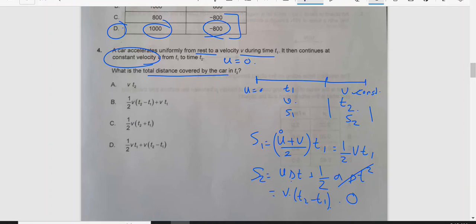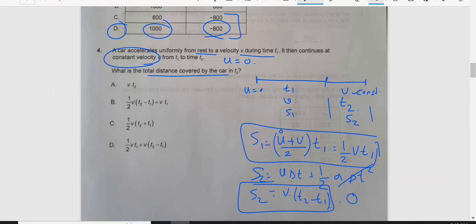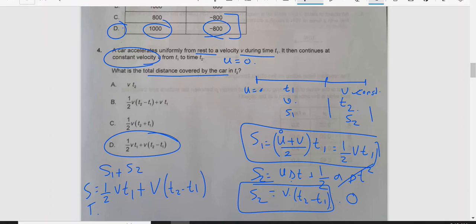So if I need to find now the total displacement, I have to add S1 plus S2. If I add S1 plus S2, it will be half v times t1 plus v times (t2 minus t1). This is the total distance or total displacement. So the correct answer is D.